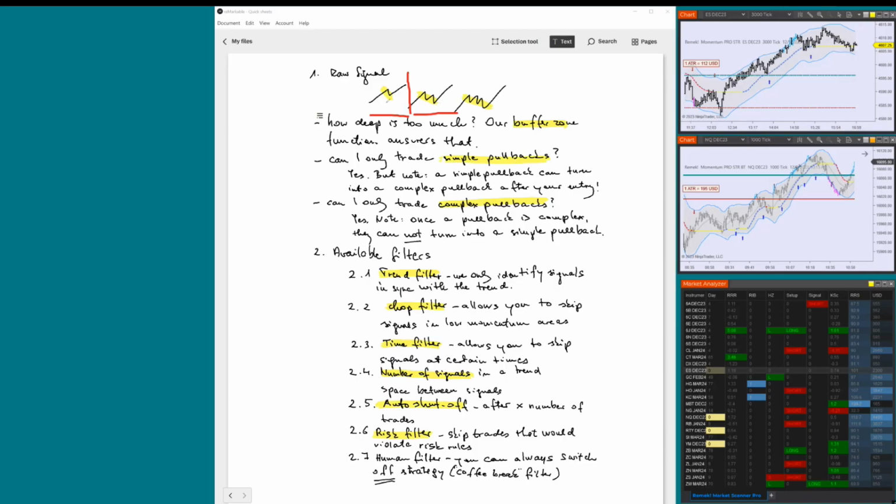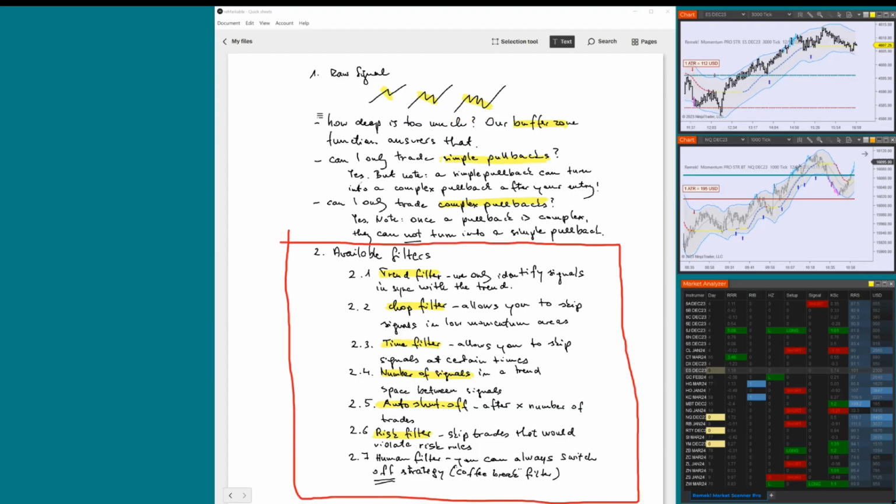But just remember, if you switch on the simple pullback, after the entry, you can still end up being in a complex pullback. If you only trade the complex pullback, you can be rest assured that a complex pullback will never turn back into a simple one. And after this little introduction, the foundations, we can turn our attention to the other smart filters that we have built into the product to make our job easier.